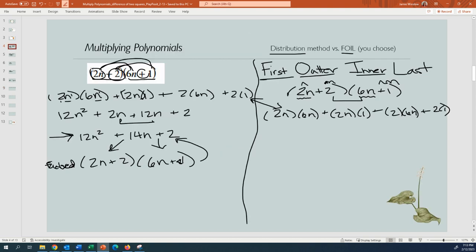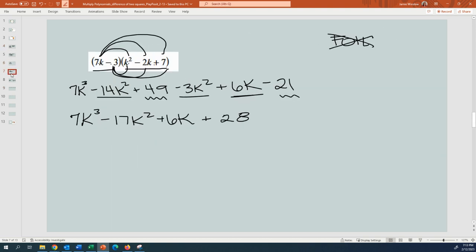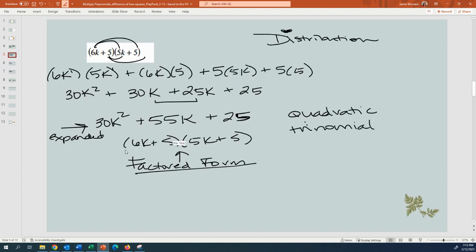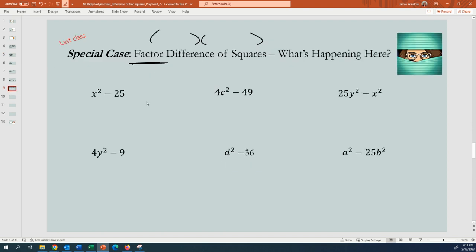Just like we saw here. Remember we talked about, let me get to that one example where I wrote it. Here. This is the factored form. So we take that polynomial and we factor it. So that's our goal. So watch what's happening here. See if you can figure out what I'm doing.